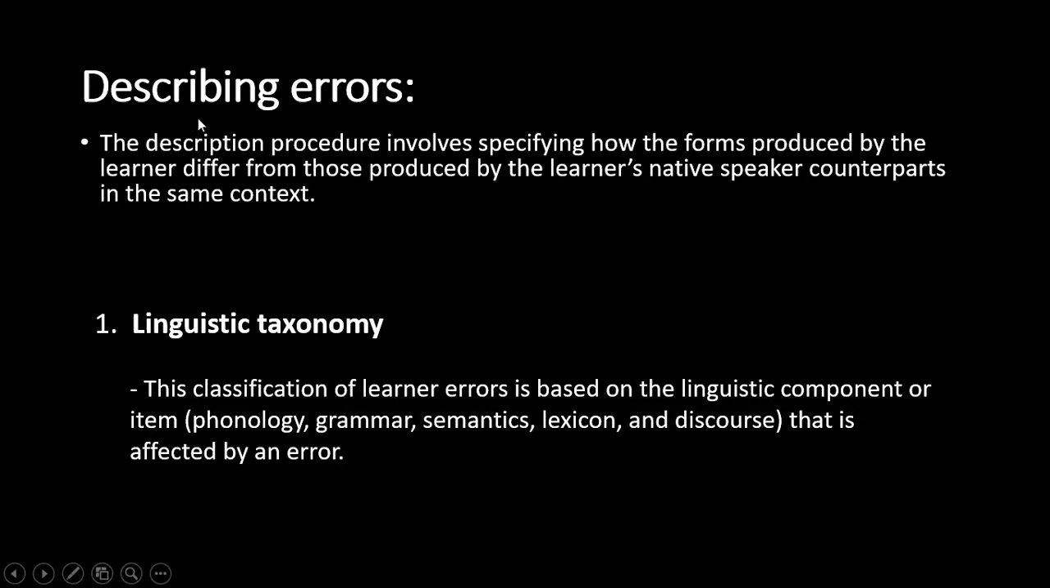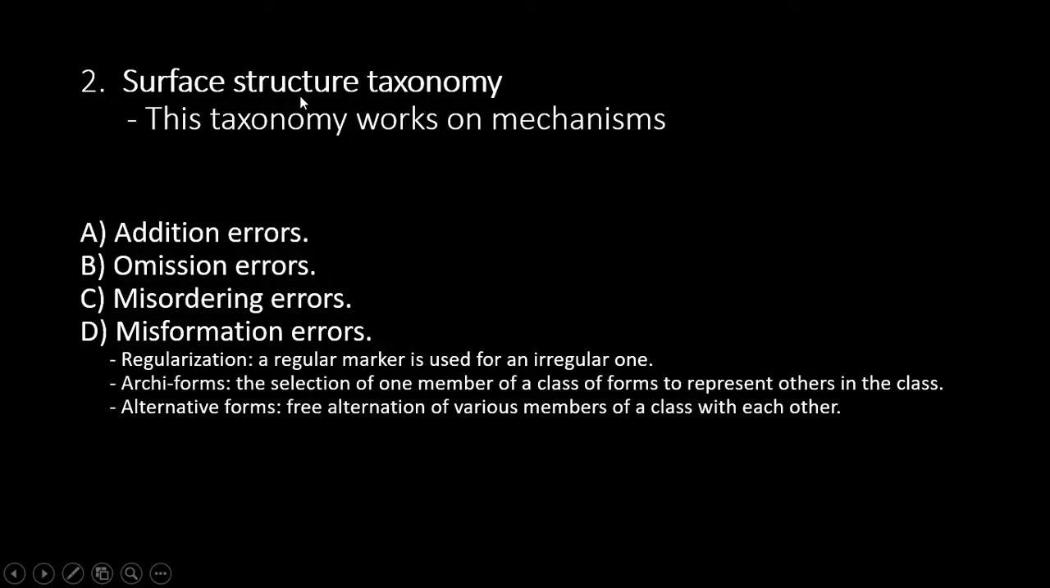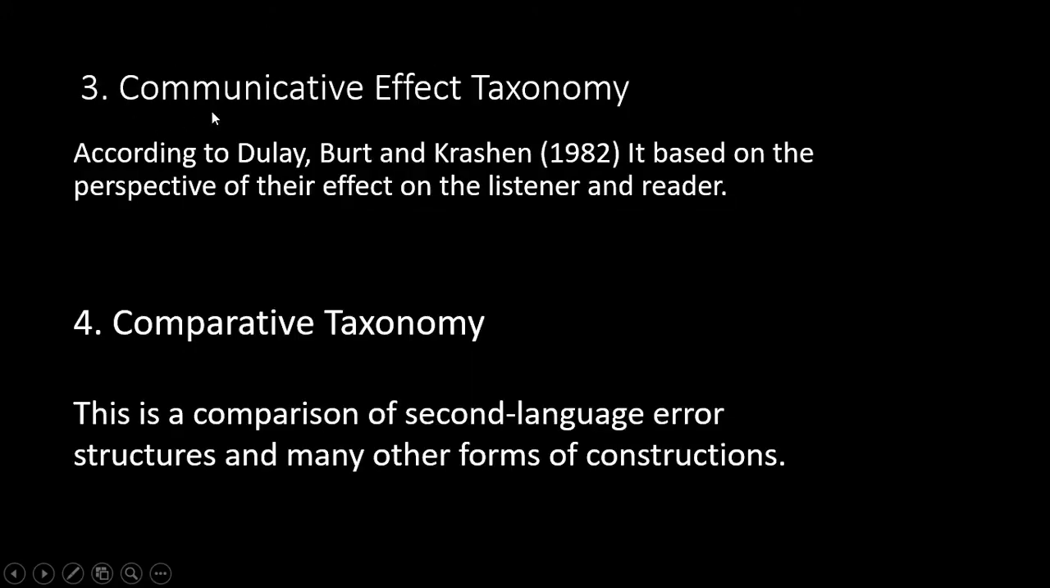Next procedure, describing errors. The description procedure involves specifying how the forms produced by the learner differ from those produced by the learner's native speaker counterparts in the same context. So these are the most useful and commonly used taxonomies for error descriptions. First, the linguistic taxonomy. Second, surface structure taxonomy. Third, communicative effect taxonomy. And lastly, comparative taxonomy. So let's go back.